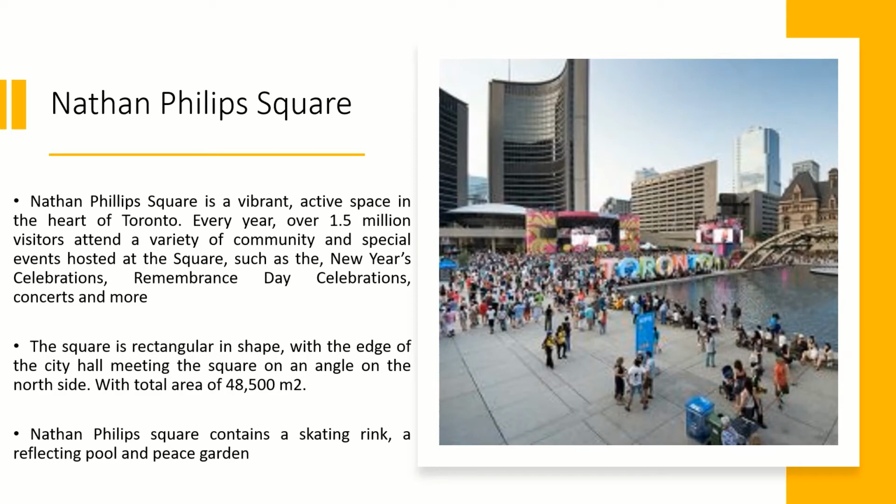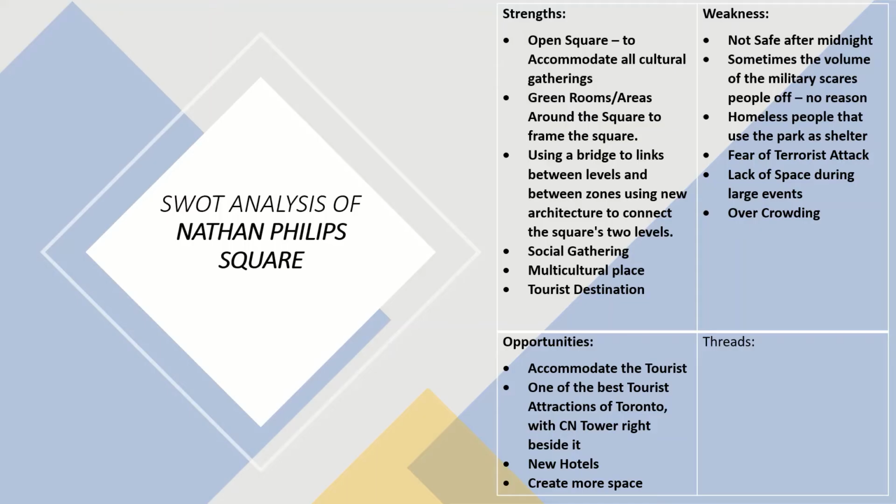The square is in rectangular shape, with the edge of the City Hall meeting the square on an angle on the north side, with a total area of 48,500 square meters. Nathan Phillips Square contains a skating rink, reflecting pool, and peace garden. Here we have SWOT analysis of Nathan Phillips Square.